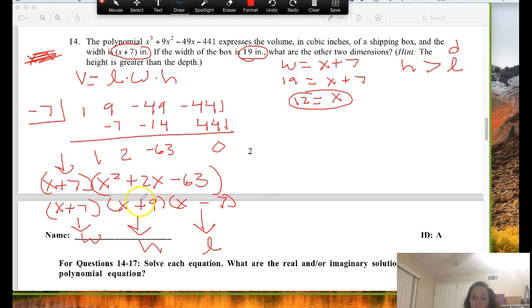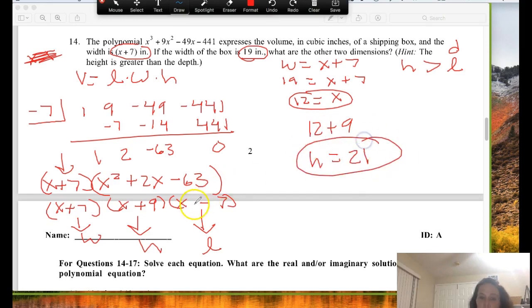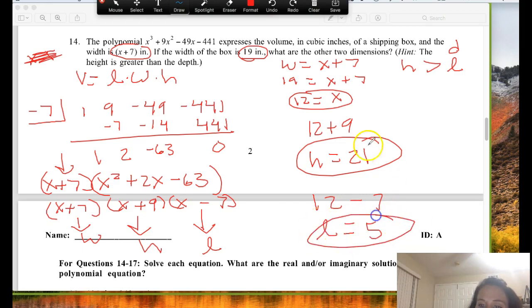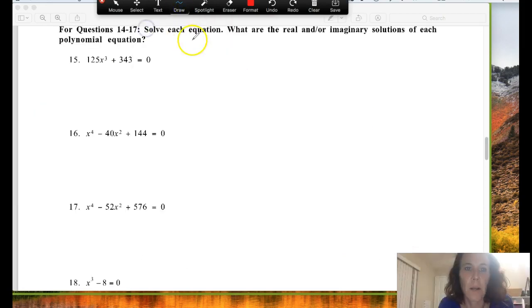Now let's find the other two dimensions. Well, if x is 12, then I plug in 12 here. The height will be 12 plus 9, and so your height will equal 21. And then the length will be 12 minus 7. So your length or your depth, whatever you want to call it, will be 5. 5 inches, 21 inches, and 19 inches. And you're done.